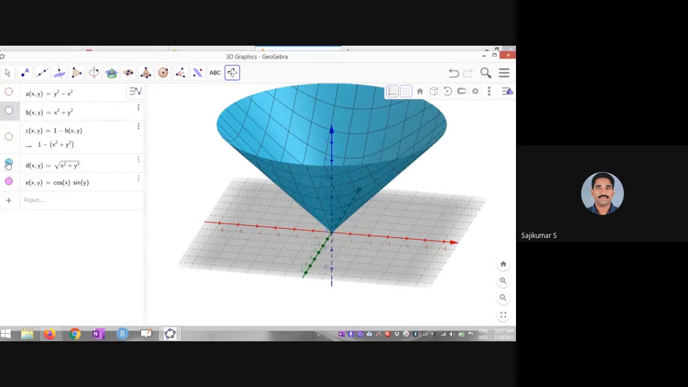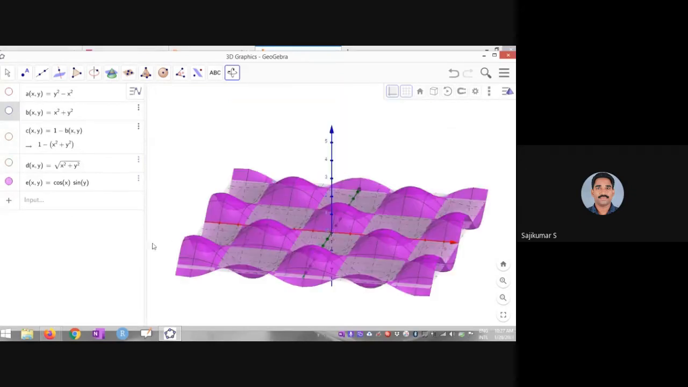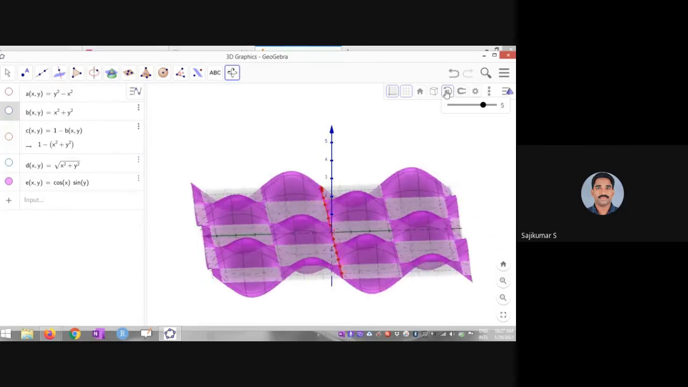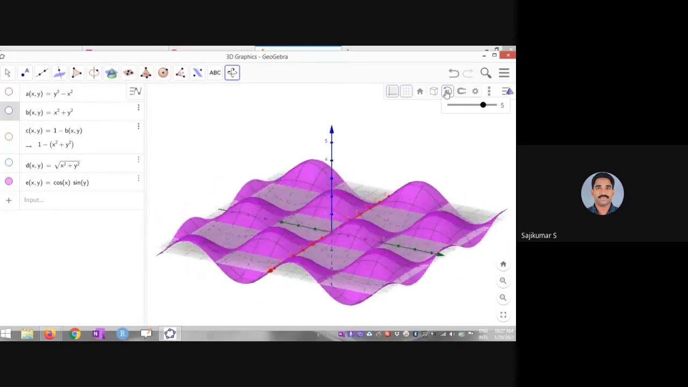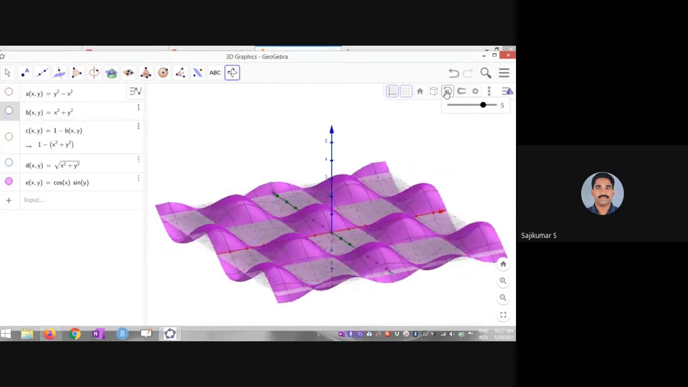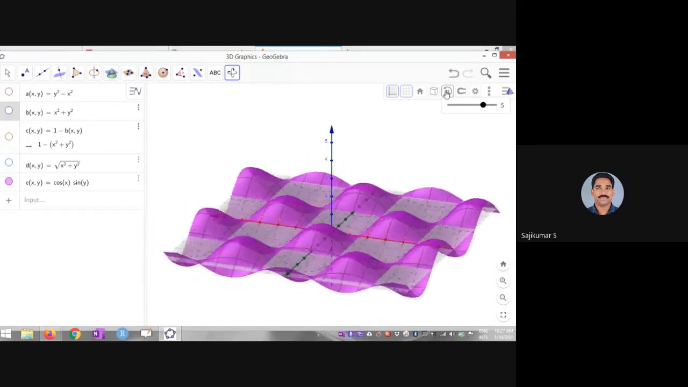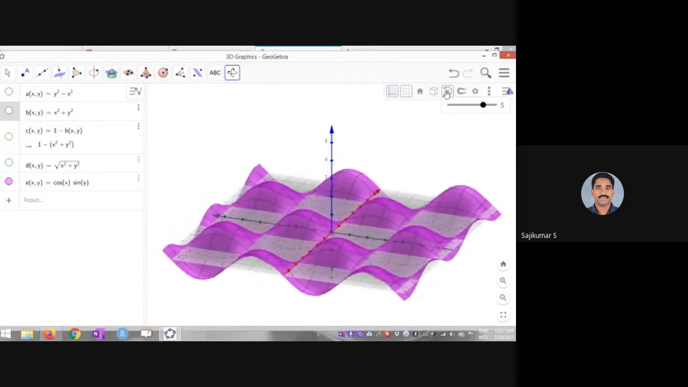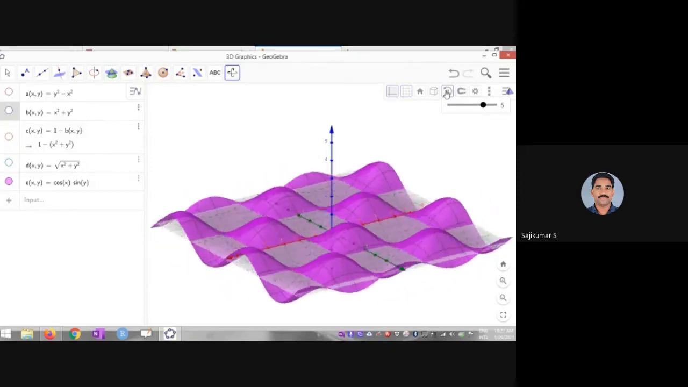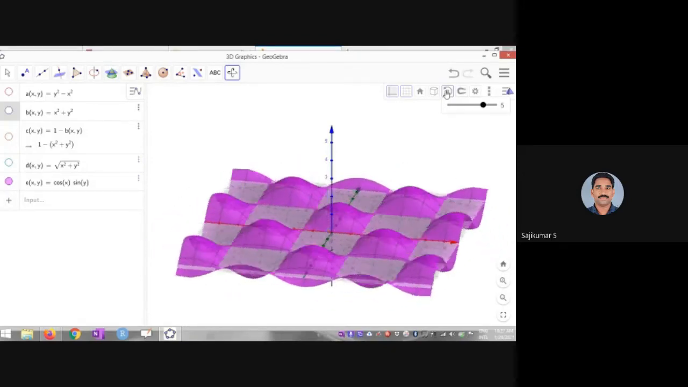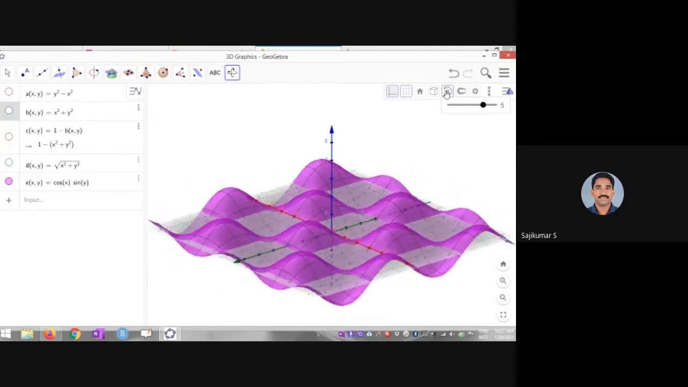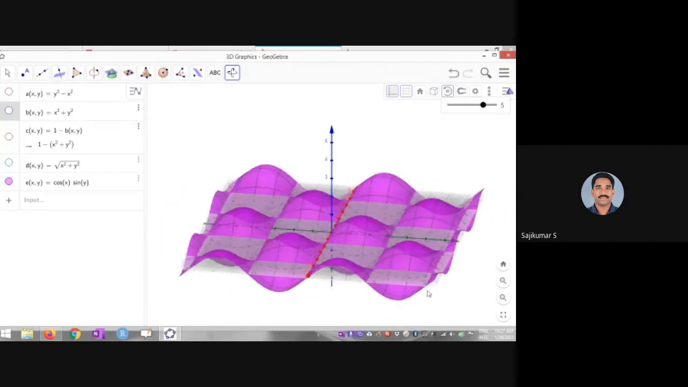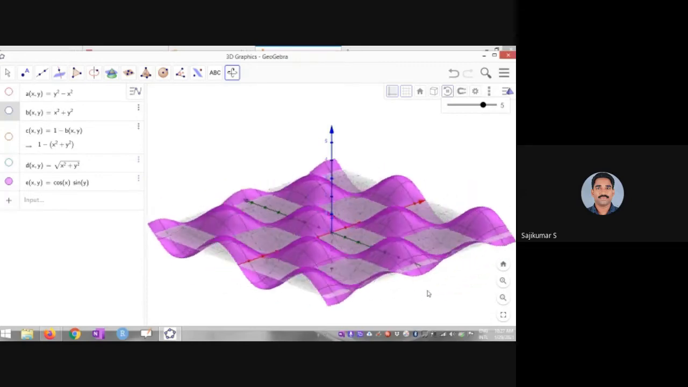And see the next figure. The surface given by this equation, f of x comma y equals cos x into sin y. And for this function, how many relative maxima and relative minima are possible? For the previously discussed surfaces, we can have exactly one. For the first graph, it can have exactly one relative minima. For the second graph, it can have exactly one relative maxima. And for the third one, it can have exactly one relative minima. And for this surface, how many such relative minima or relative maxima are possible?